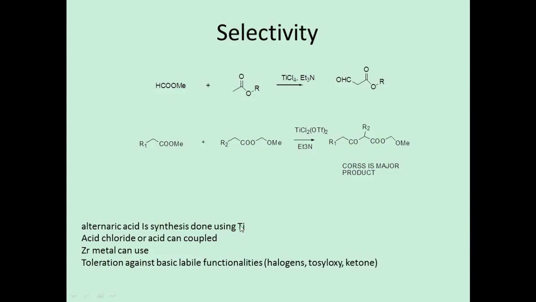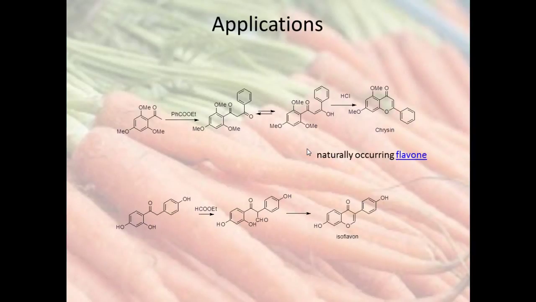Esters can be synthesized by using these titanium compounds. Ester and ester can be coupled. Other metals like zirconium can also be used. The tolerance of this type of reagent includes halogens and ketone groups. You can use the ketone and tosylate groups here to complete the reaction. They can be tolerated, but with sodium ethoxide these groups are a little bit more difficult to tolerate. So these are the selectivity aspects. You can use the titanium metal or the zirconium metal in Claisen ester condensations. This is the applications.